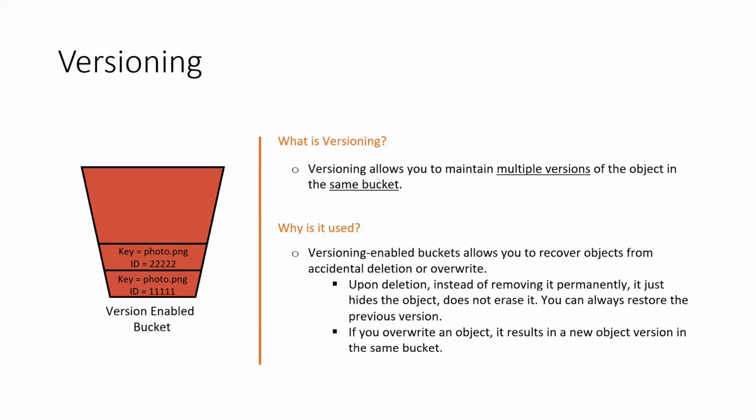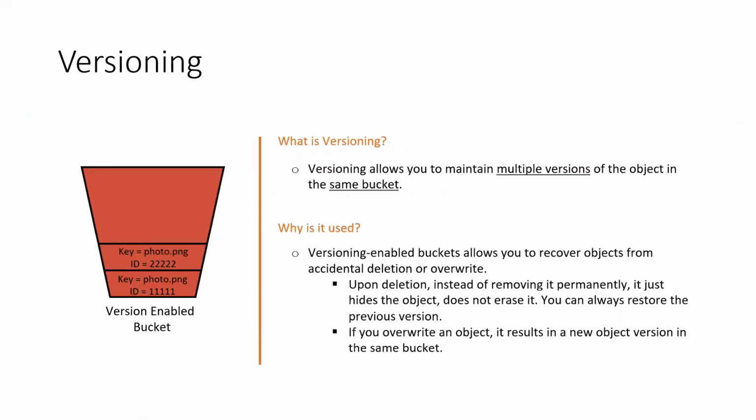Another benefit of versioning is that if you overwrite the object, it will create a new version for the same object. We'll see an example of both of these things. Before that, once versioning is enabled, a version ID will be created for each individual key or each individual object.